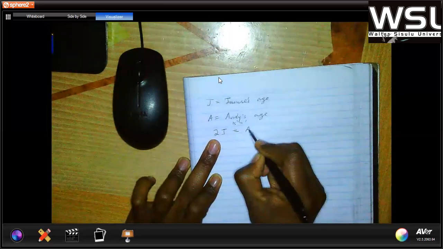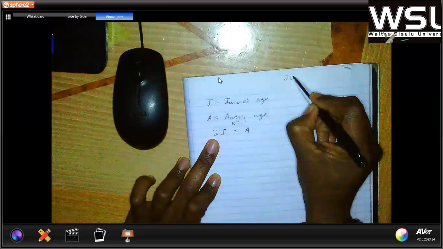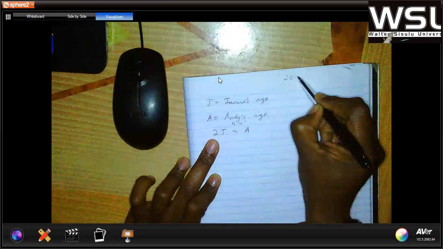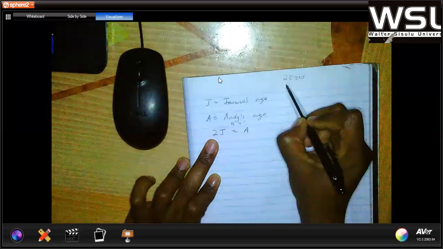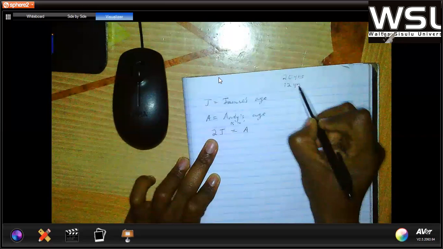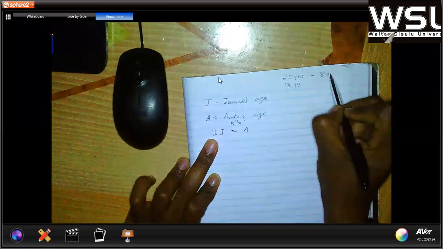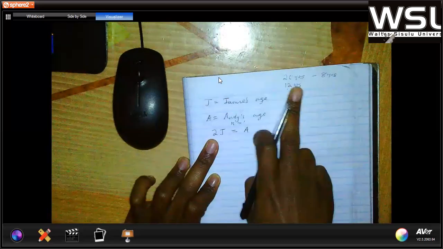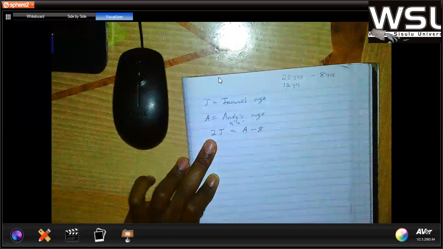8 years ago. When we say 8 years ago, remember, if you are 20 years now, 8 years ago, you were how many years? 12 years ago, you were 12 years. And how did you get the 12 years? You simply subtracted 8 years. So when you say 8 years ago, you simply subtract 8 from the current age. So we know that Andy is at least 8 years.